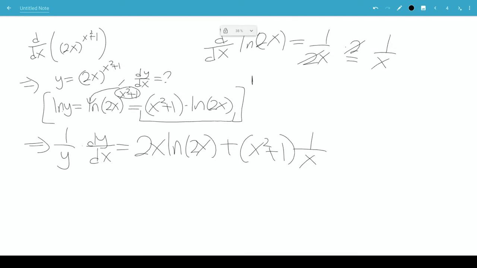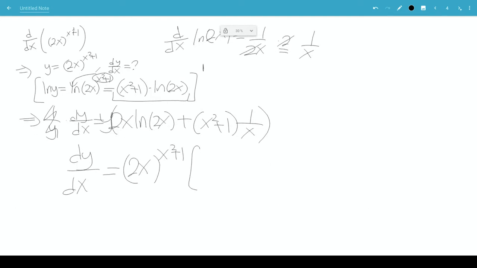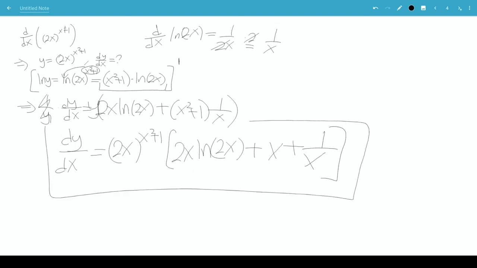So we have dy dx equals y. So if I multiply by y on both sides, we'll get this. And y is just 2x to the x squared plus 1. And the remaining terms are 2x ln of 2x, plus x squared divided by x is just x. And then 1 over x is just 1 over x. And that is the answer to this problem.